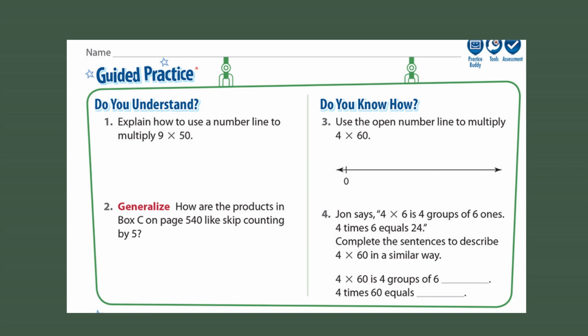So think about it. We can draw a number line, right? Drawing 0 on the far left-hand side. We would have 9 jumps, and each jump would go 50 spaces. So 9 jumps of 50. And wherever we land, that 9th jump, that number is the product of 9 times 50. Right?